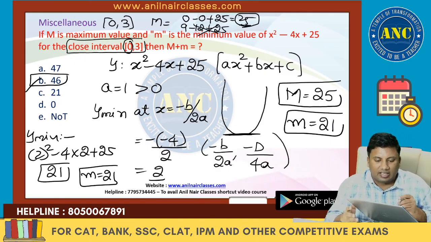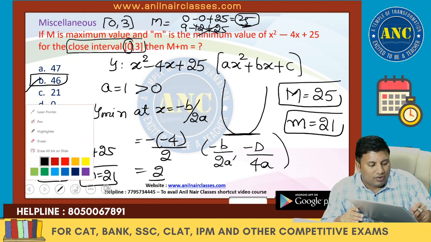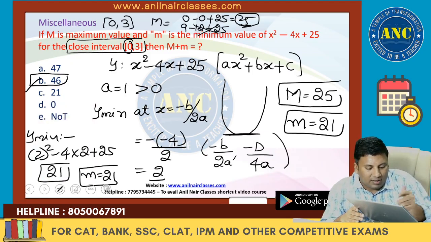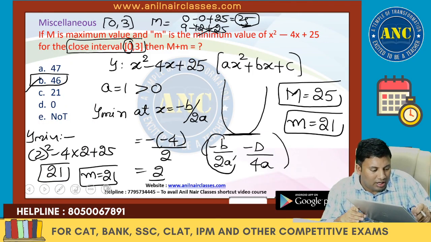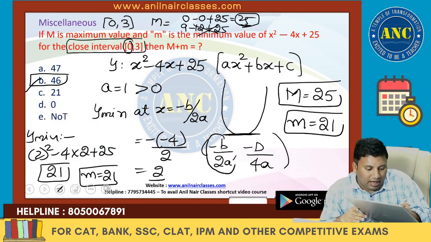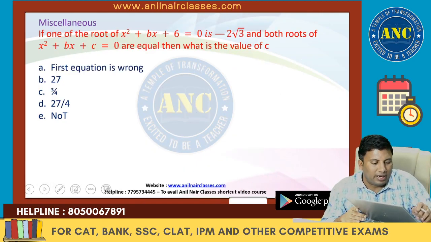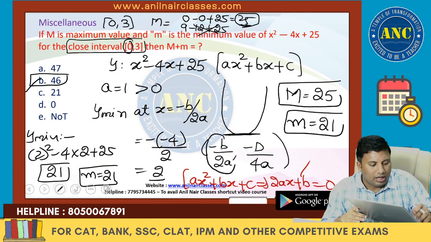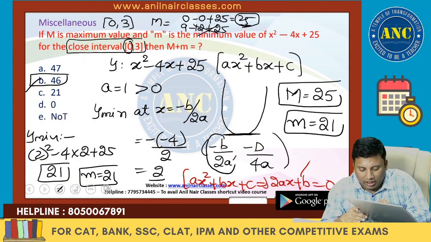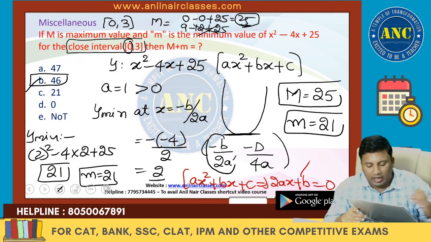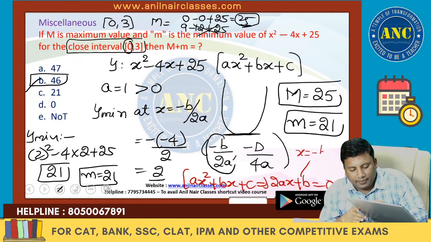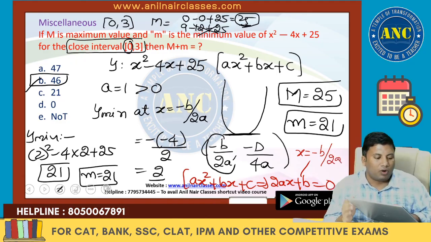Yes, this minus b by 2a comes from the derivative. For ax square plus bx plus c, I took the first derivative: 2ax plus b equal to 0. So x is minus b by 2a. I hope it is clear.